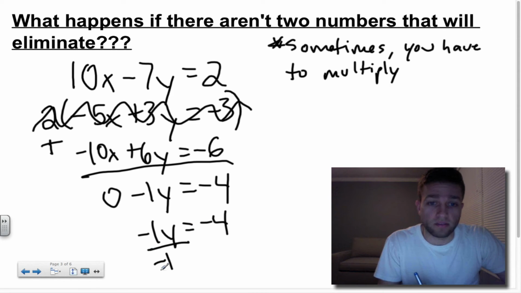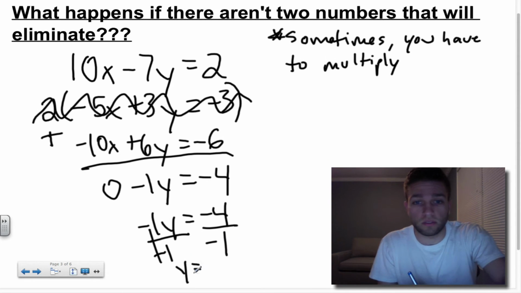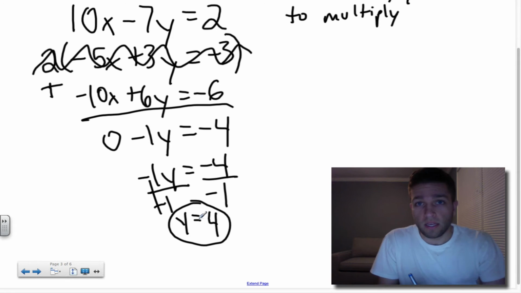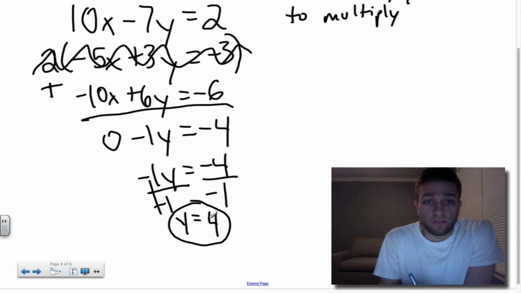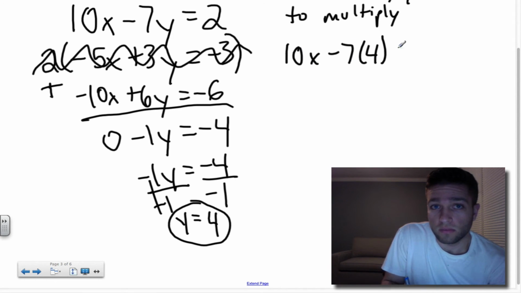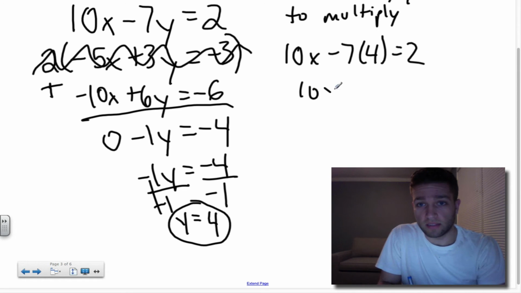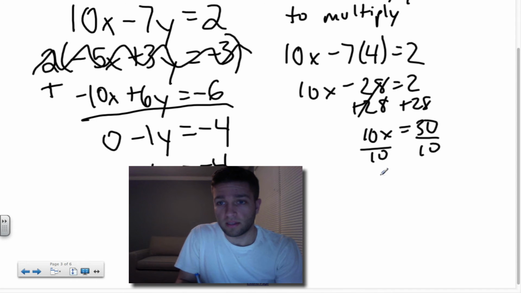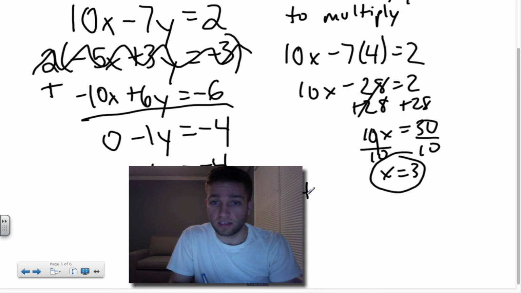And I'm going to divide by negative 1, divide by negative 1. And that's going to leave me with y equals 4. So I've found half of the solution. To find the other part, I'm going to substitute 4 back in for y in either of the equations. I'm just using the first one. Doesn't really matter. So 10x minus 28 equals 2. Add 28, add 28. Okay, and then divide by 10, divide by 10. x equals 3. And then the solution to this system is (3, 4).